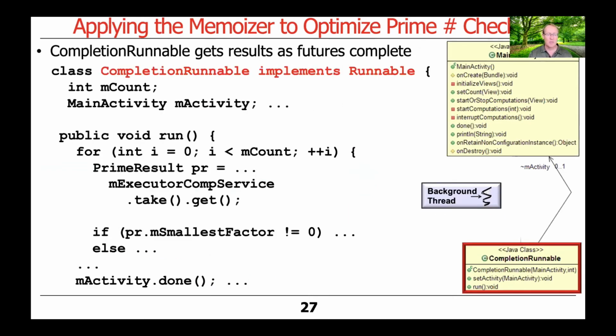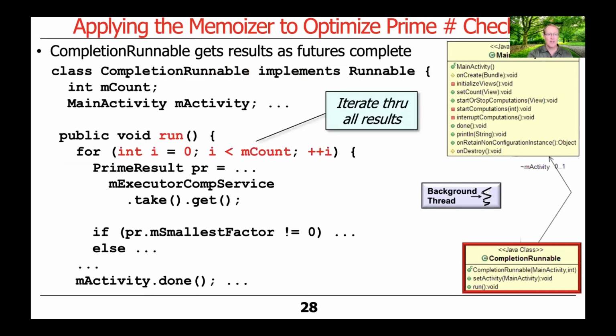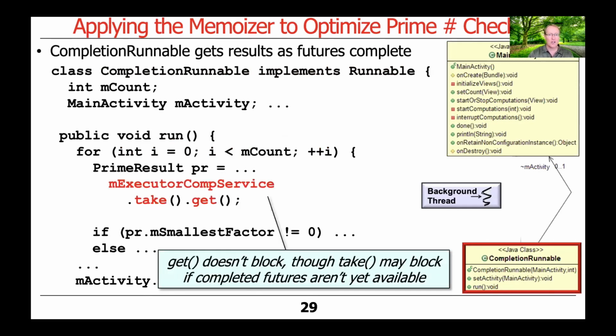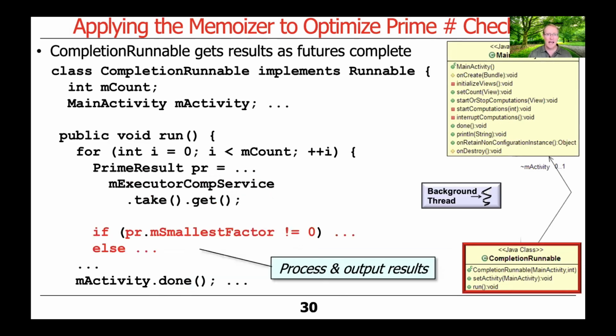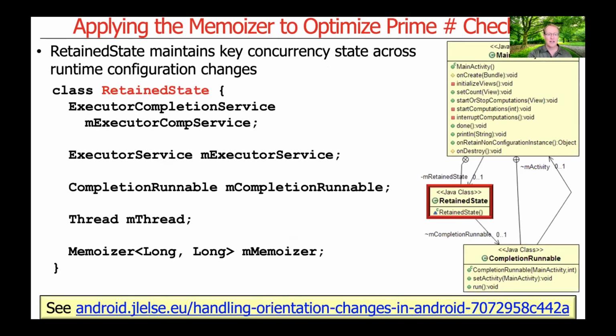Here's the completion runnable class, which implements Runnable. As you can see, it just has a loop that iterates through all the results. And we'll go ahead and call take, which could block. That'll get the next result that's come back. We then call get on it, because take gives you back a future. Get will then go ahead and get you back the actual value, which in this case is a prime result. And note that take may block if the compute has not finished for the asynchronous computation, but get will never block, because you don't end up in the completion queue until you're completed. And then at that point, we just do a little bit more code to figure out if we have a prime number and print some diagnostics.